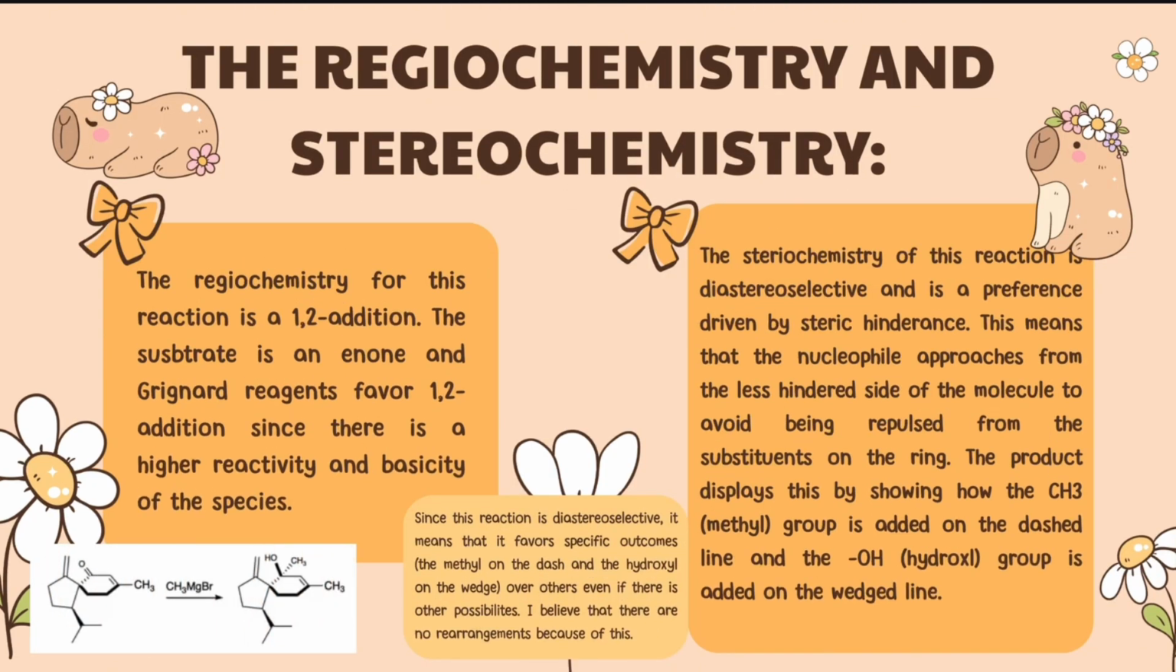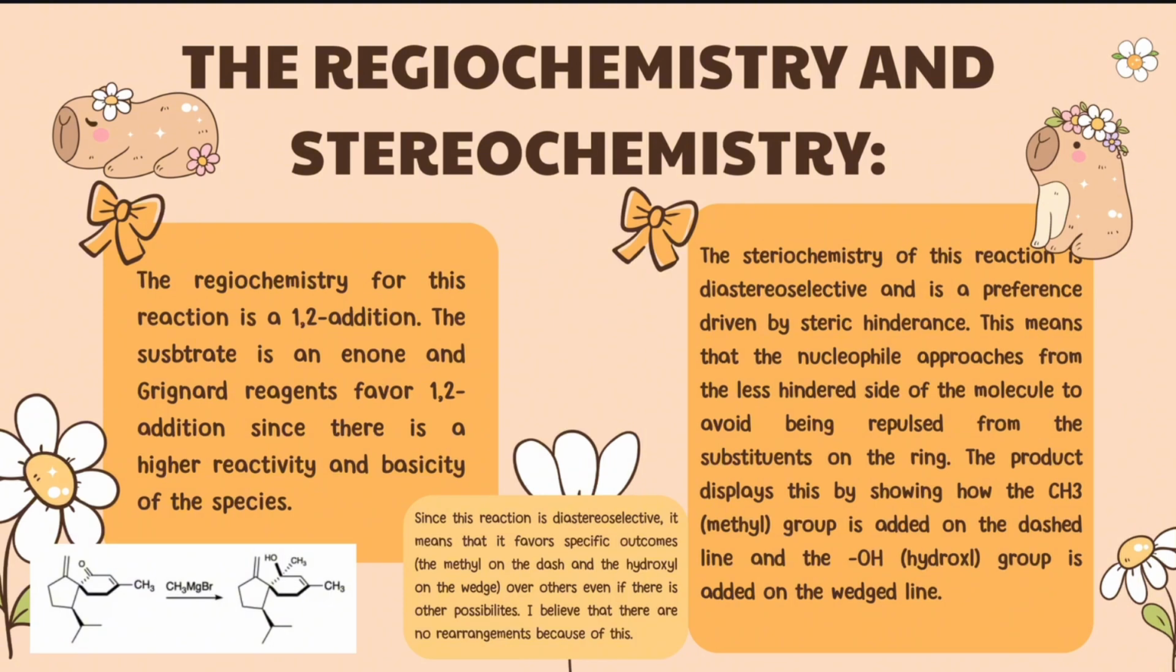The regiochemistry and stereochemistry. The regiochemistry for this reaction is a 1,2 addition. The substrate is an enone and a Grignard reagent that favors 1,2 addition since there is a higher reactivity and basicity of the species. The stereochemistry of this reaction is diastereoselective and is a preference driven by steric hindrance.